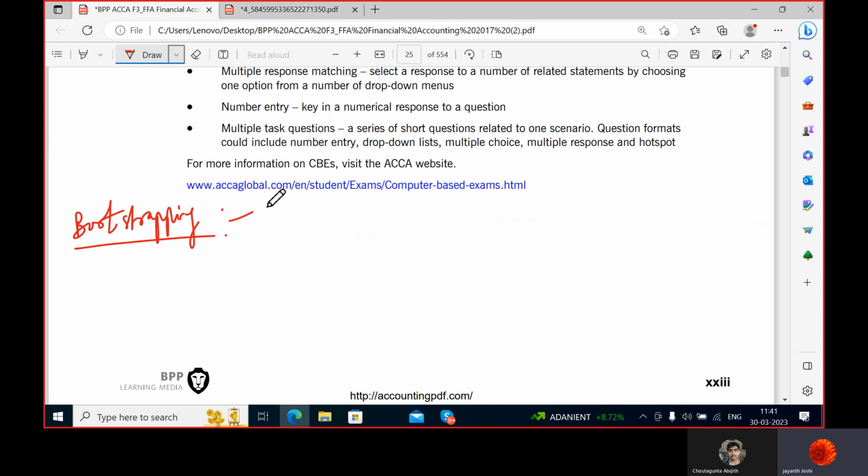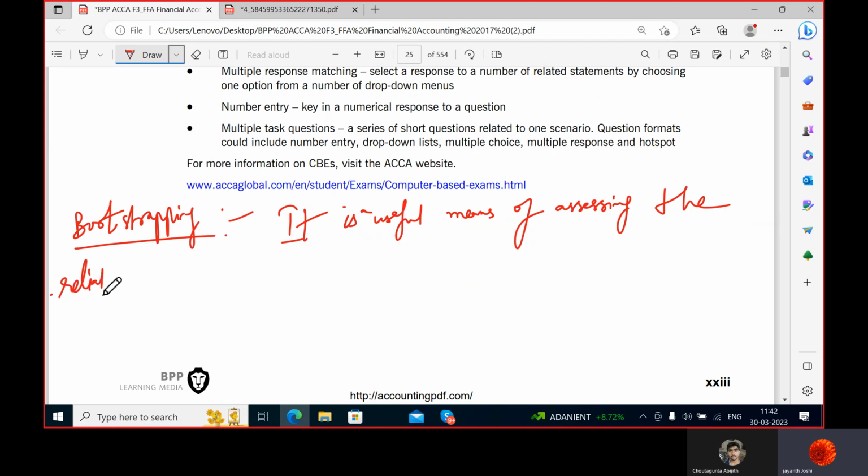See, bootstrapping is like there will be a boot and you will be putting your straps, like there will be many holes and you will be going on putting those straps, correct? So for what reason are we doing bootstrapping? It is a useful means of assessing the reliability of your data. That means how reliable your data is.